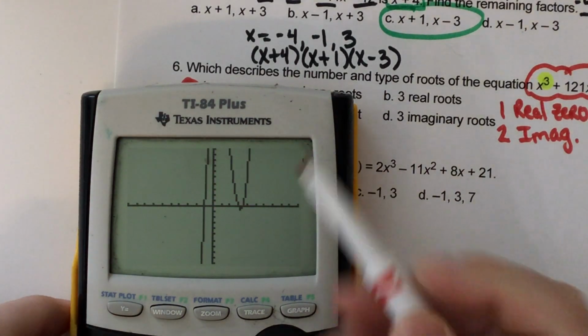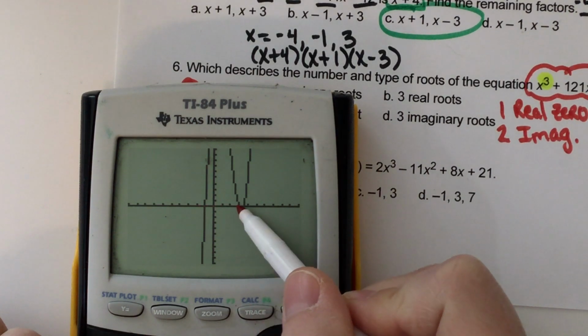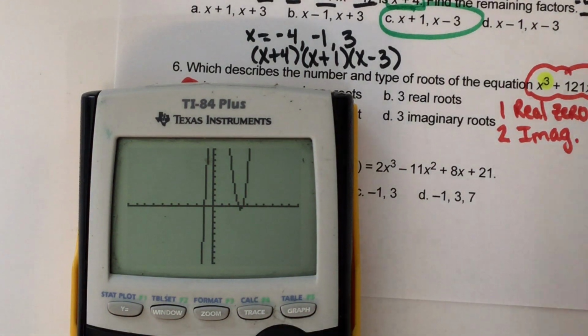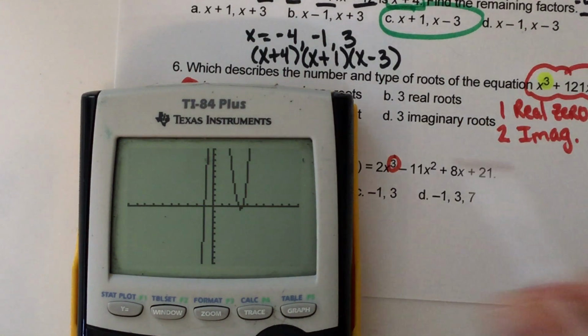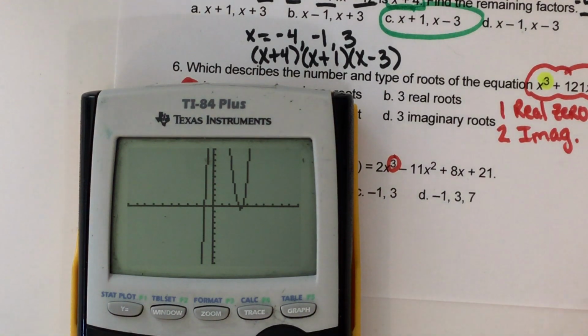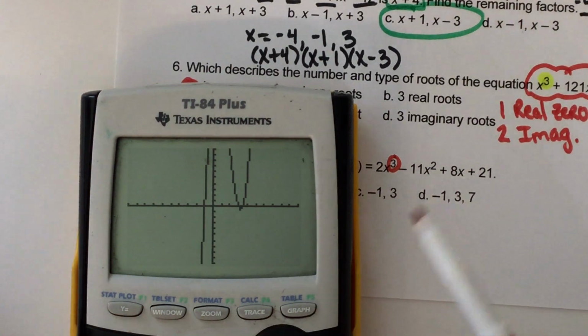Okay, so I can see it touch the x-axis 3 times. 1, 2, 3. So there's 3 real zeros. So there's no imaginaries at all because there's only 3 answers total. And since it touches 3 times, all 3 answers are real. That doesn't mean they're all whole numbers, or all integers. But let's see what we can find.